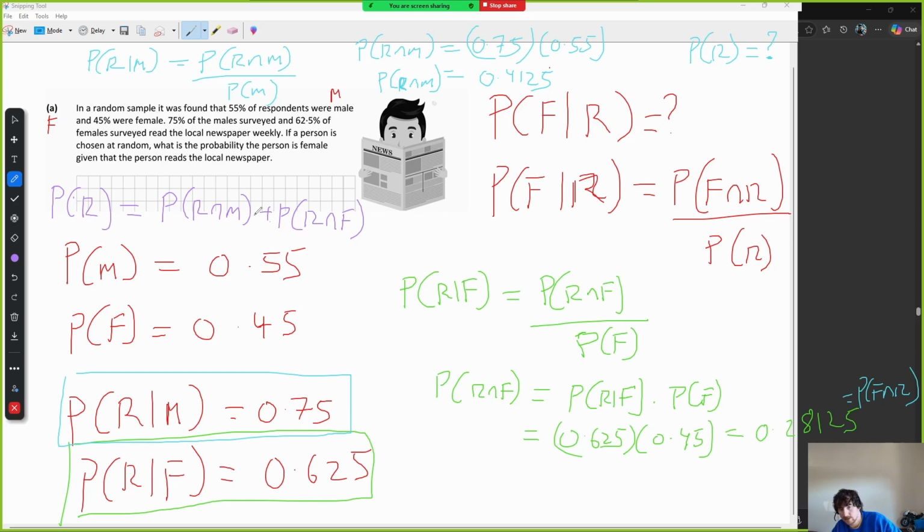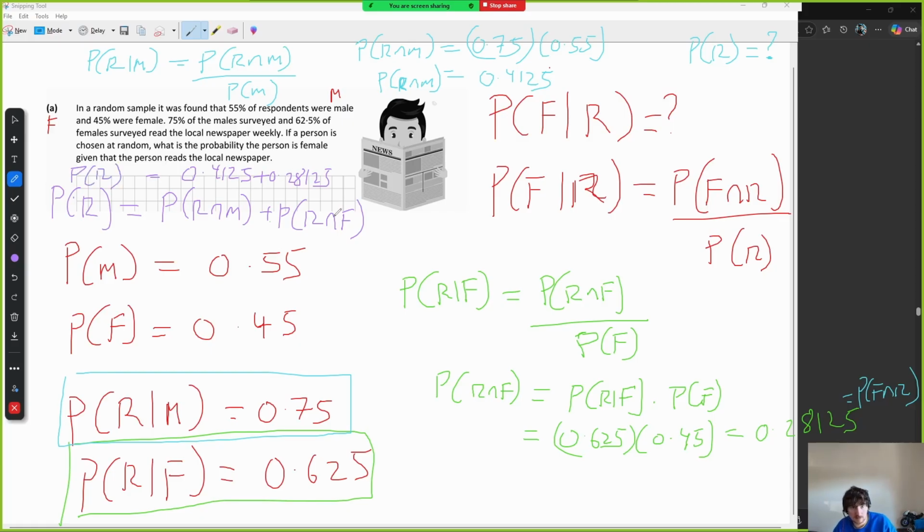So a little bit tough. That is pretty tough to think through. So we actually have these two things here. We have that you've read the paper and you're male. We just worked that out, we were wondering how do we use it. So it's there. Read the paper intersect female. We worked that out earlier, it was this number. So as I said, this is a tough question. 0.1125. So now we have the probability that you read the paper.